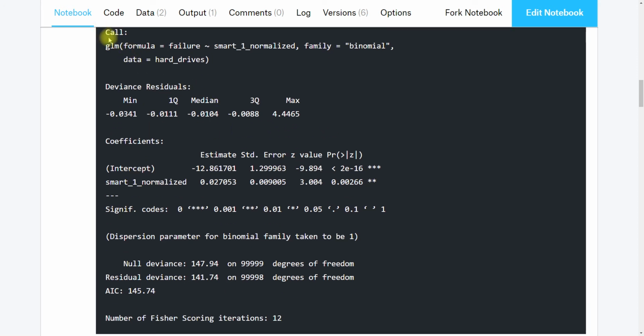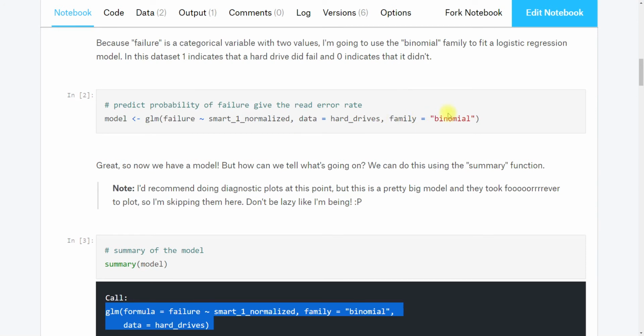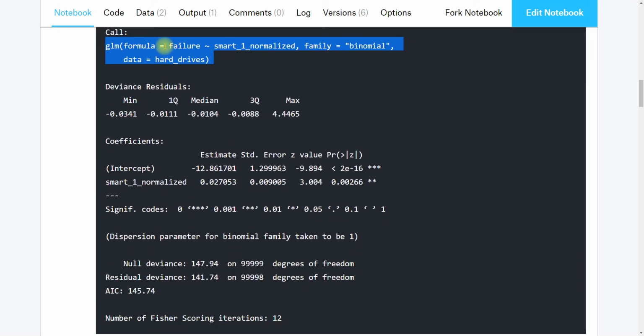So this first bit, call, just tells you what you typed in when you built your model. So this is exactly the same as this. And it can be useful to check if maybe you made a typo. If you're comparing multiple models, make sure you got the model that you think you got. But usually you can ignore it.